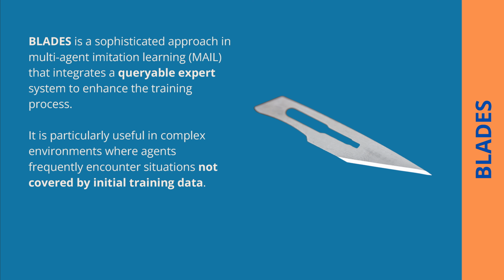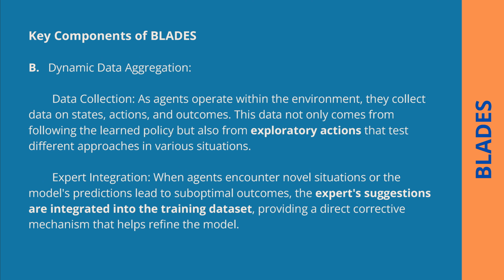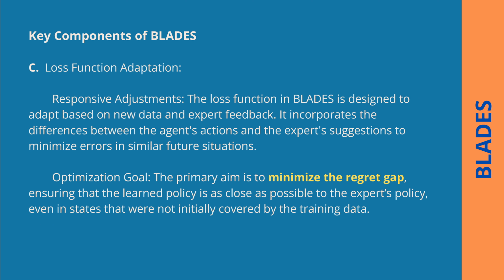Short summary: Blade is a sophisticated approach in multi-agent imitation learning that integrates a queryable expert system to enhance the training process, useful in complex environments where agents frequently encounter situations not covered by the initial training data. You have an expert system, you have dynamic data aggregation, and the expert suggestions are now integrated into the training data set. Your loss function is adapted, and you still have the primary goal to minimize the regret gap, ensuring that the learned policy is as close as possible to the expert policy.